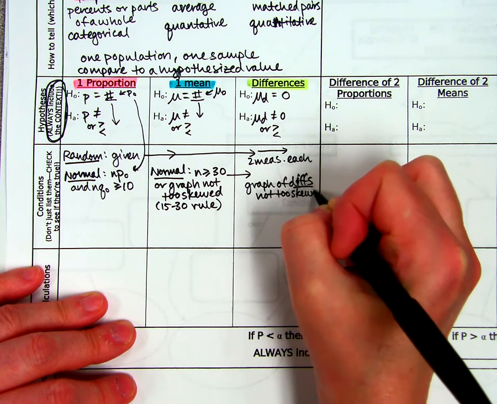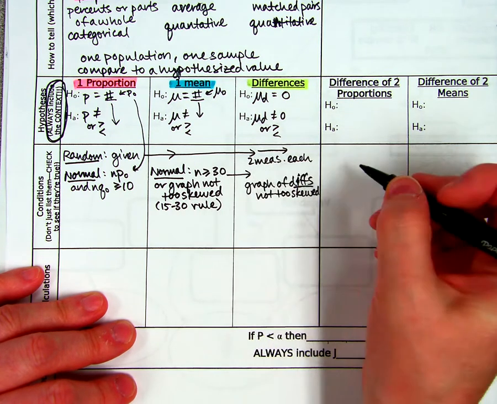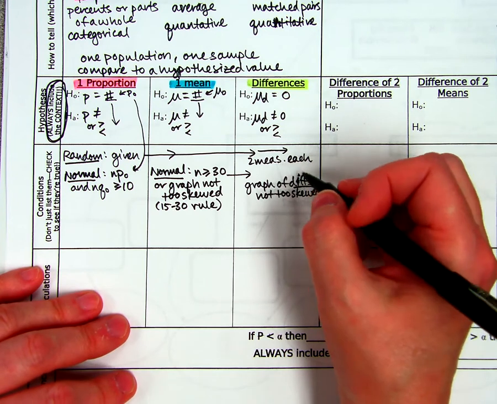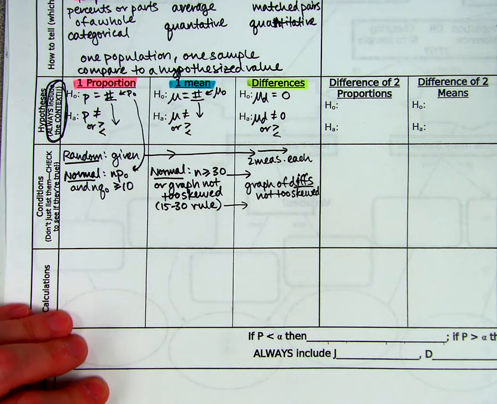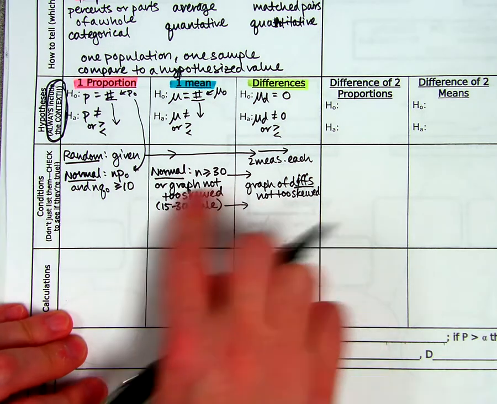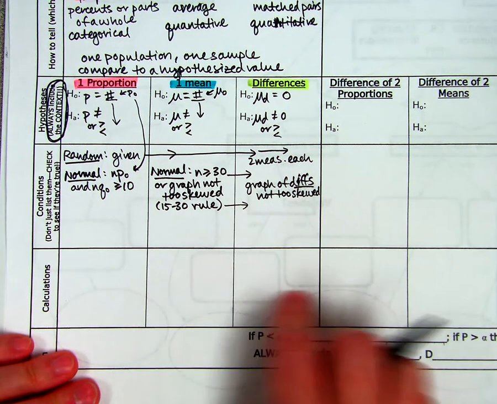And if you want to write it all again, you can. So you could write n greater than 30, and all of that. Again, the 15-30 rule still applies. But I'm just trying to save you some writing. So the fact that they're the same is kind of comforting. In fact, these two are a lot the same also, which is nice.